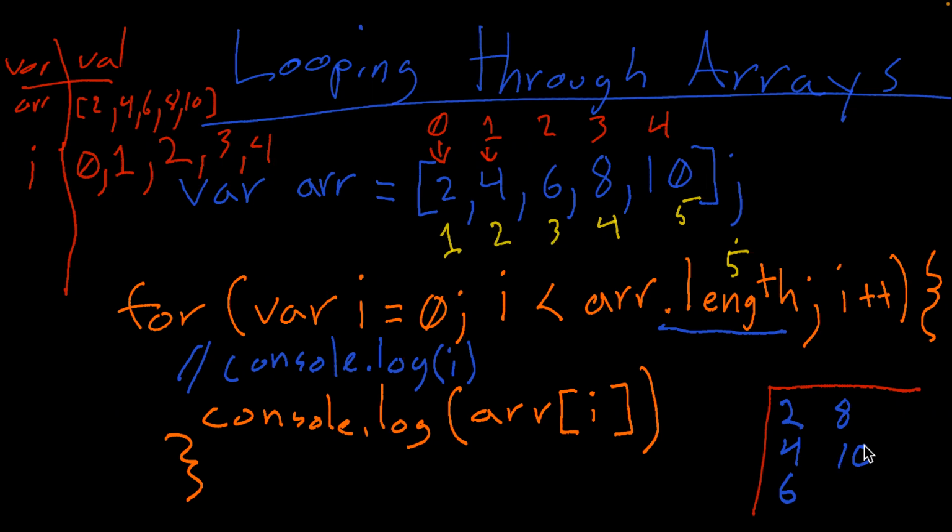Increase I one more time. Now we increase to 5. Is 5 less than array.length? No, 5 is not less than 5. 5 is equal to 5, not less than 5. So then we stop. This is no longer true, and this here on my right is our result. We have console logged every index position, every value in this array, by going through and using I while it's less than array.length.